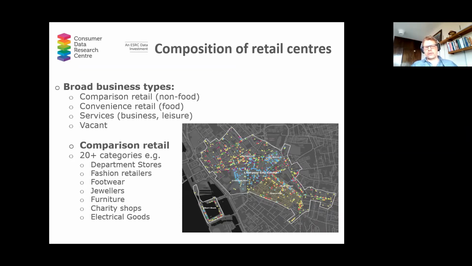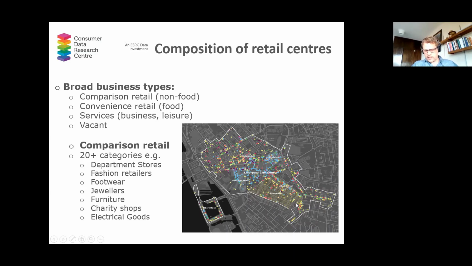Now let's focus on a number of concepts related to the form and function of retail centers. Each retail center in the UK is composed of a number of units, and these units are divided by business types. There are broad divisions, and there are much more detailed divisions. In terms of the broad business types, we have 4 different types. We have comparison retail, which is essentially non-food retailing, and I'm going to talk about that in a second. They are shown here on this map.